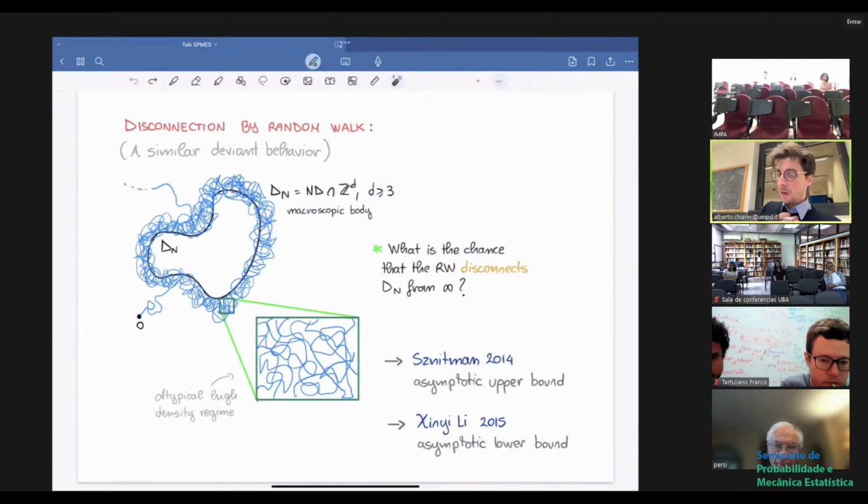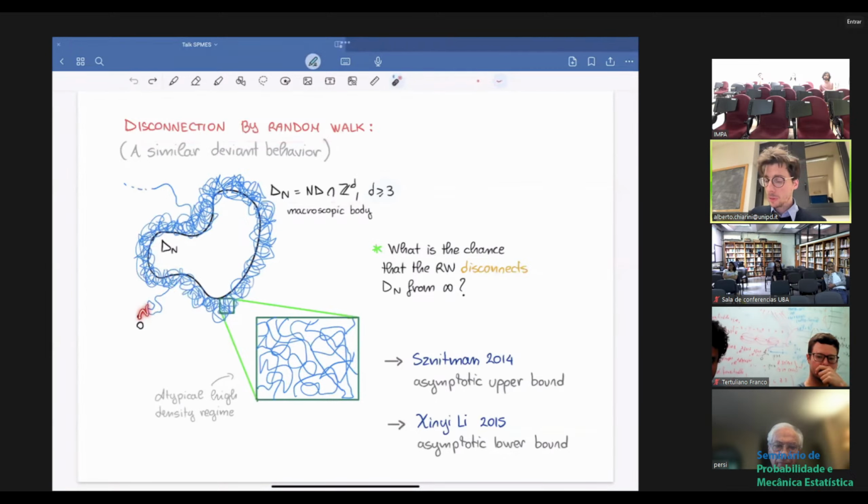A similar situation, it is similar because it has kind of the same features, both in the proofs and in the behavior, is that of disconnection by random walk. So suppose that we have again some macroscopic body that is the blow up of some subset of R^d, still d greater or equal than 3, and then one might ask, let's start a random walk from 0, and I want to disconnect this set D_n from infinity.